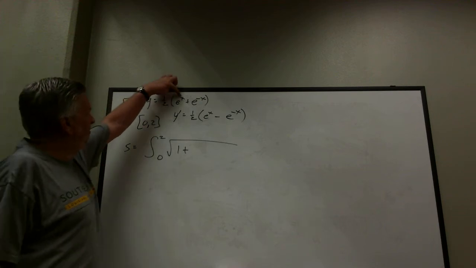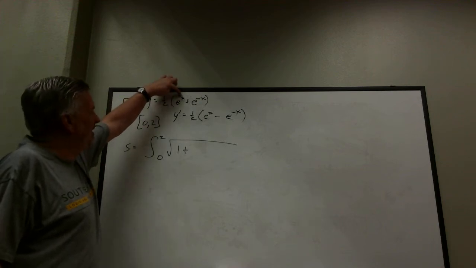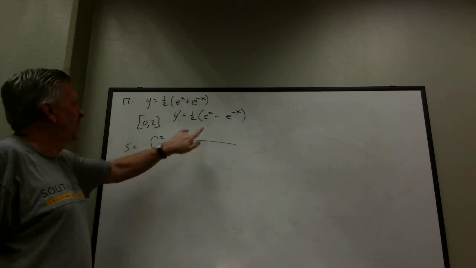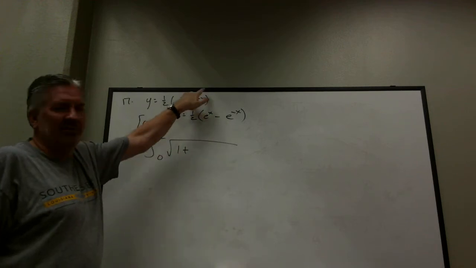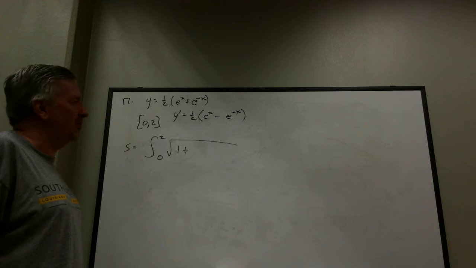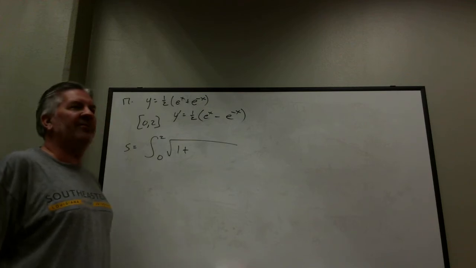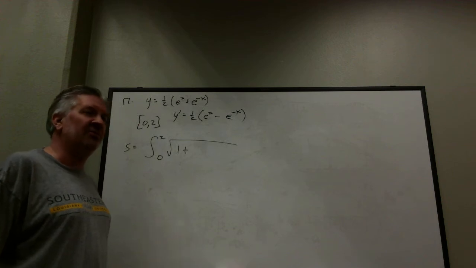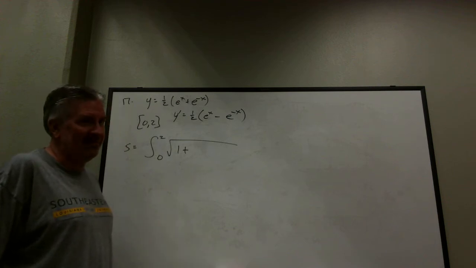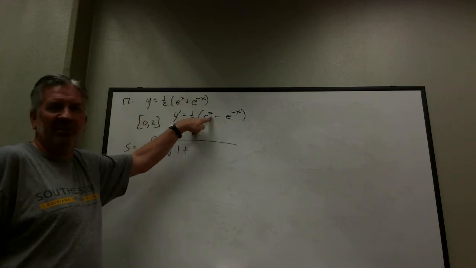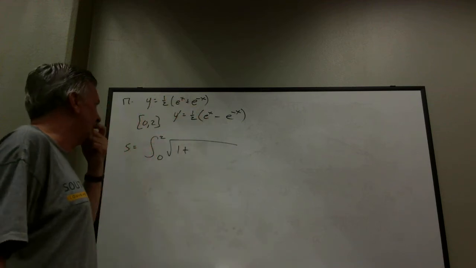So my original function here, y, was cosh x. This is sinh x. And if you take the derivative of this, you're going to get that. So that's one difference between hyperbolic trig functions and the regular trig functions, is the derivative of sine x is cosine x, the derivative of cosine x is negative sine x. The derivative of sinh is cosh, the derivative of cosh is sinh. You don't get the negative like you do in the trig function.